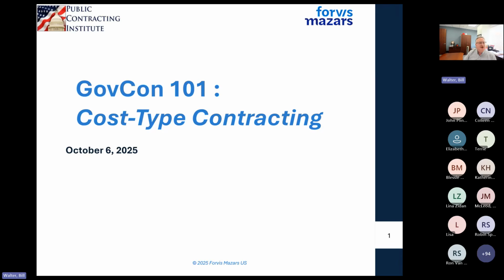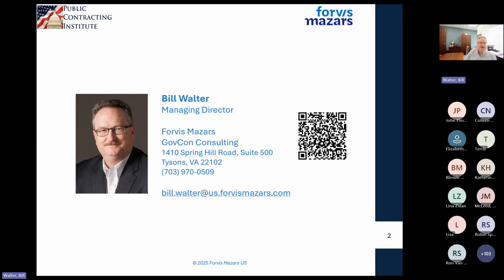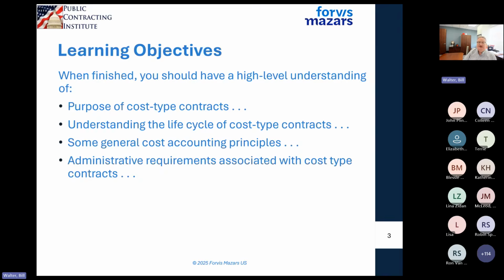So anyhow, today we're going to talk about cost type contracting. One of the elements of contracting with the federal government that is kind of unique when compared to the commercial world. My name is Bill Walter, and I'm the managing director of the government contract consulting group here at Forvis Mazars, a relatively large accounting firm with all sorts of industries, but all I focus on is the government contracting world, dealing with FAR, CAS, and anything that kind of pulls its way into that.